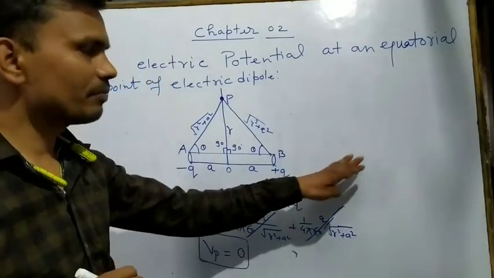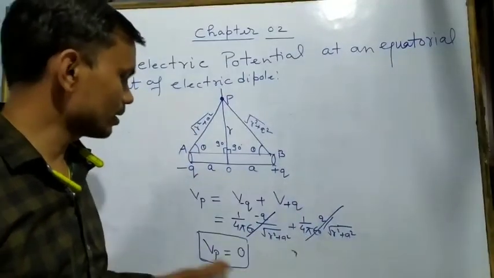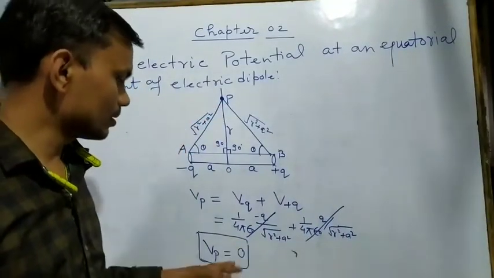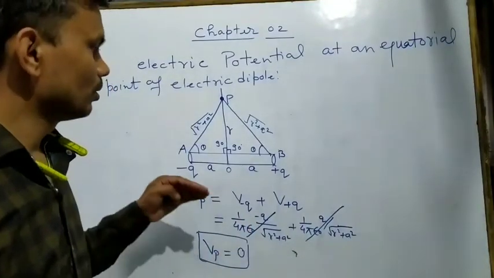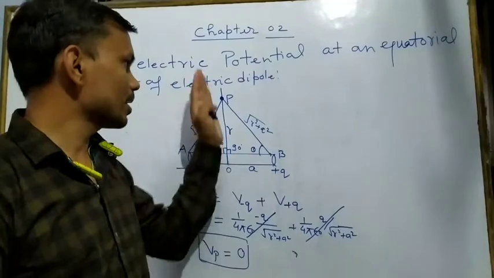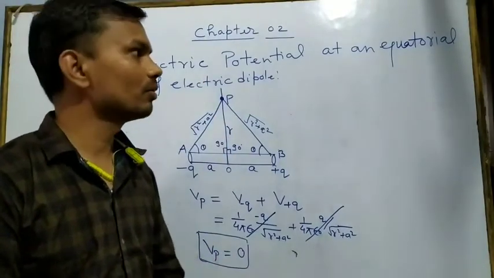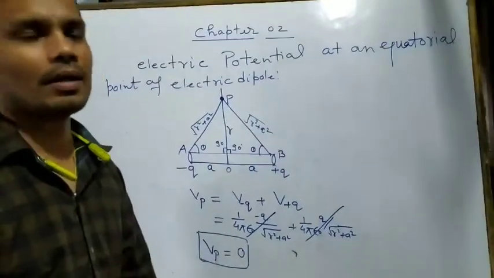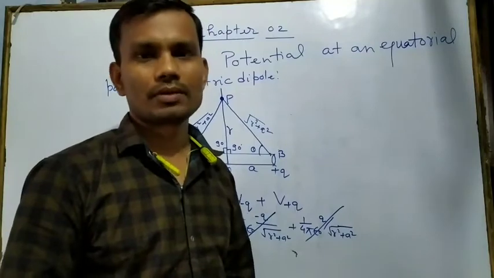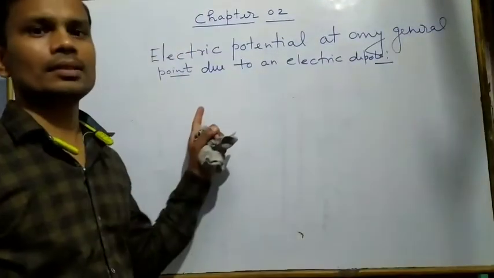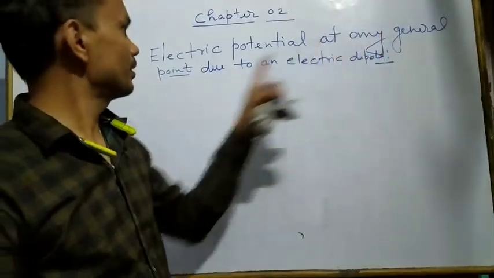At the axial point we have calculated it, but at the equatorial point you have to see when you calculate that, we get that the electrostatic potential is 0. So at an axial point and an equatorial point we have calculated the electric potential. Now we are taking any general point, and at that general point we want to calculate the electrostatic potential.